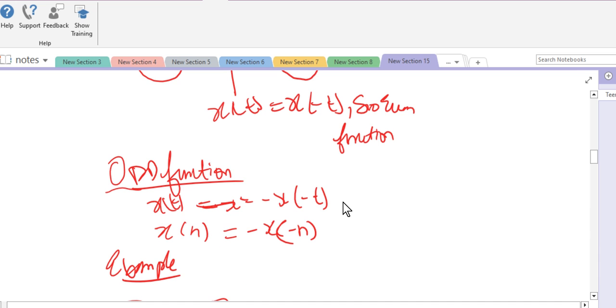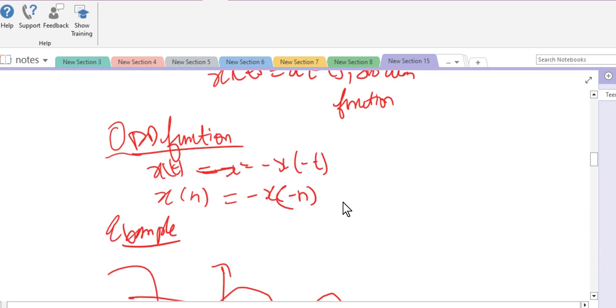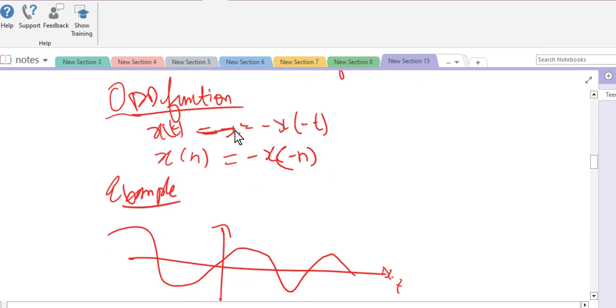So the odd function. So odd function: x of t is equal to minus x of minus t. x of n is equal to minus x of minus n.